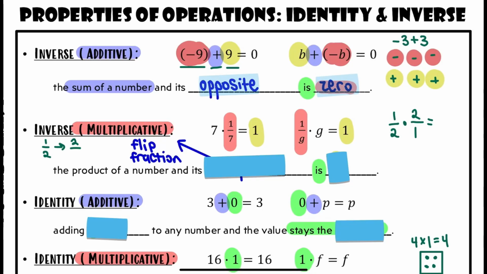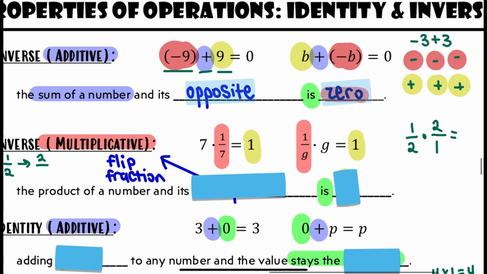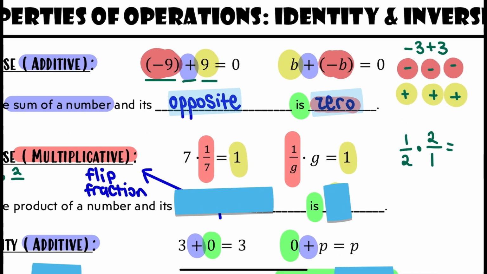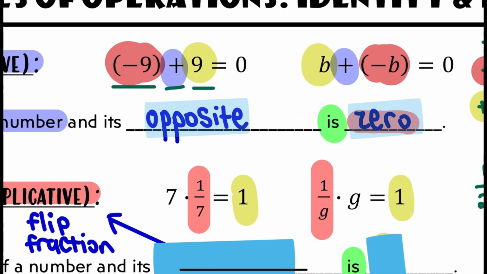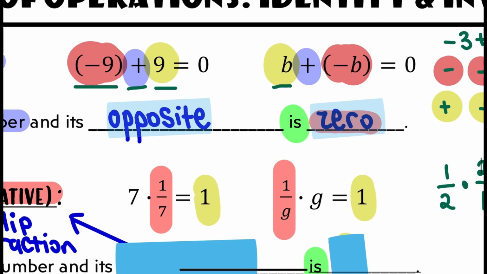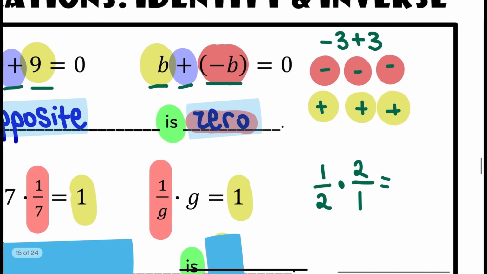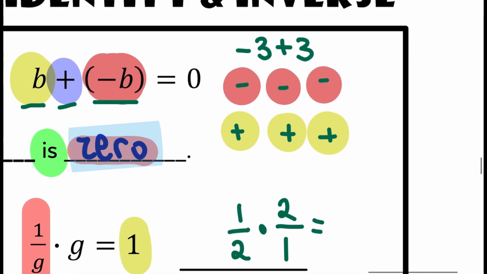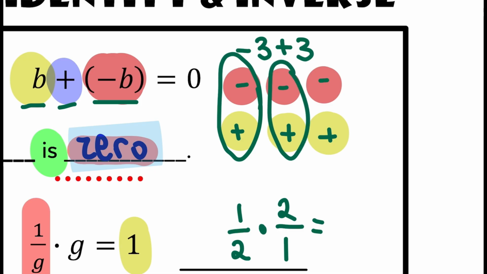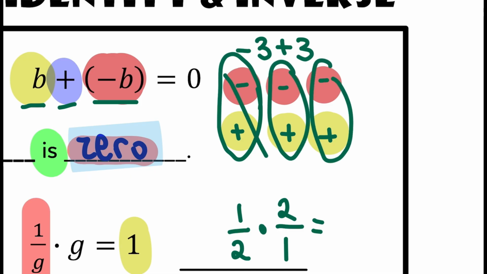Identity and inverse properties. The additive inverse property states that the sum of a number and its opposite is 0. For example, -9 plus 9 is 0, and positive b plus negative b is 0. The reason why this is true is if we look at this example, -3 plus 3, we have 3 negatives, 3 positives. We could create 3 zero pairs, and these would all cancel each other out, and we would have 0 remaining.